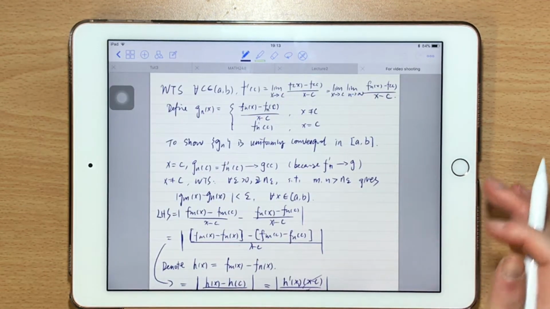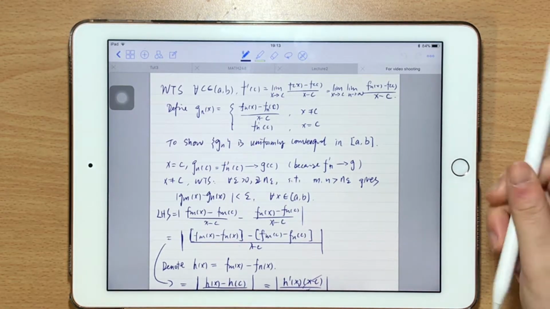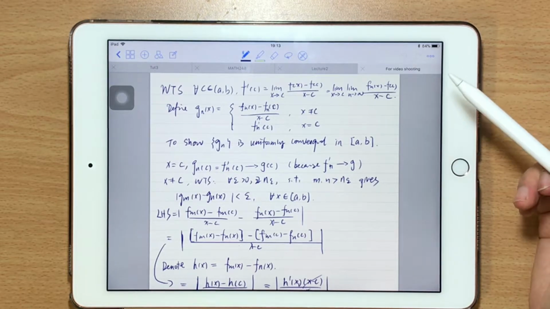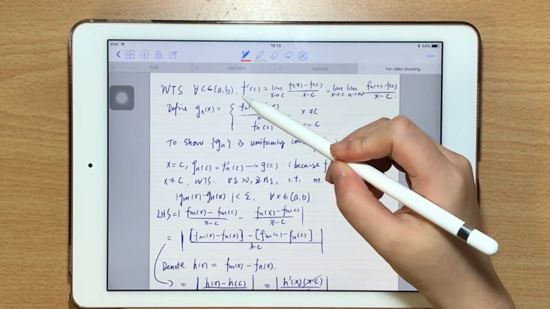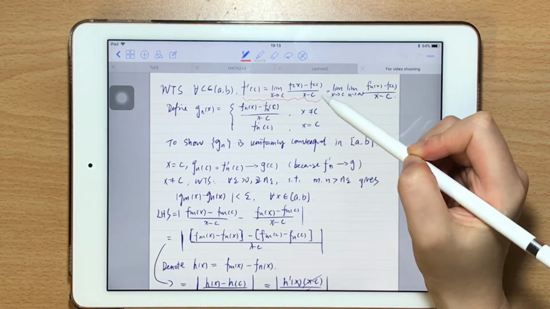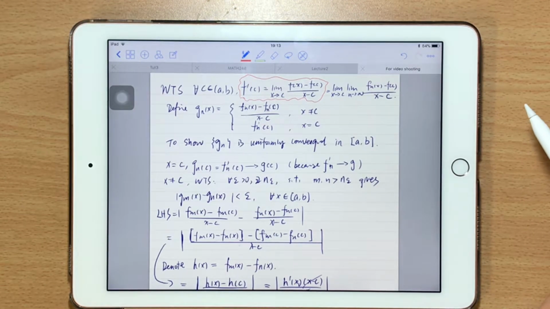As I've written here, first of all, we want to show that for any c in (a,b), f prime(c) is equal to the limit as x goes to c of (f(x) minus f(c)) over (x minus c). This part is the definition of the derivative of f at c, right?